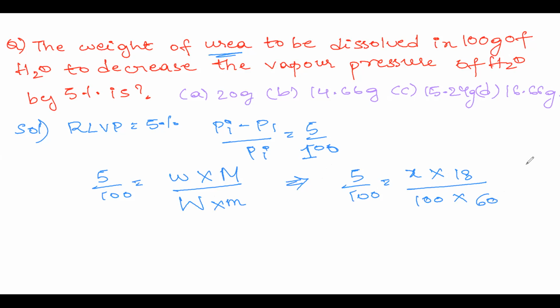Now you have to solve this. So x into 18, 18x by 100 into 60. So 18 divided by 60, you can take 2 9s are 18, 2 30s are 60. So 9 by 100 into 30. 3 3s are 9, 3 10s are 30. Now, so by this you can write 100 and 100 gets cancelled. So x is equal to 5 by 0.3.